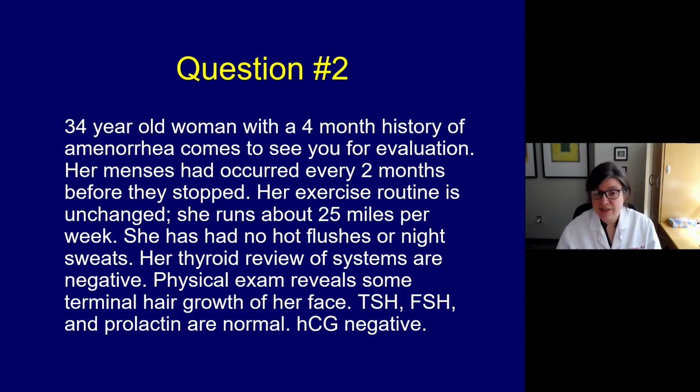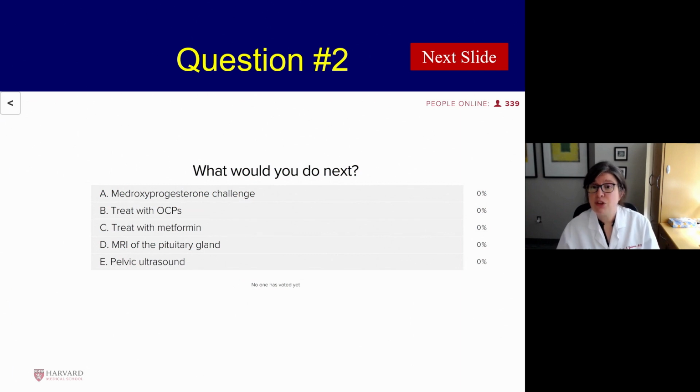Her TSH, FSH, and prolactin are normal. Her HCG is negative. So what would you do next? A medroxyprogesterone challenge, treat with OCPs, treat with metformin, an MRI of the pituitary gland, or a pelvic ultrasound?